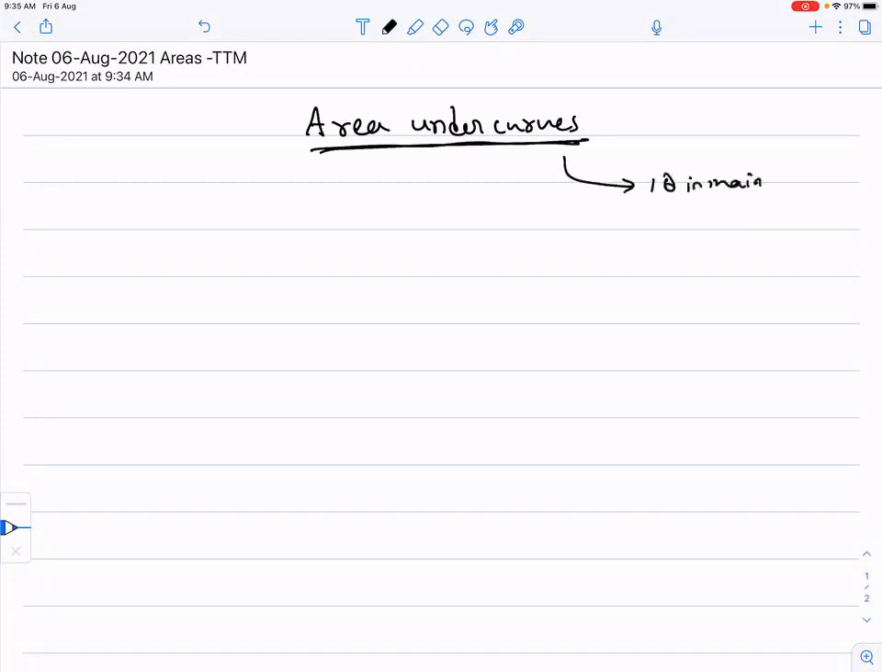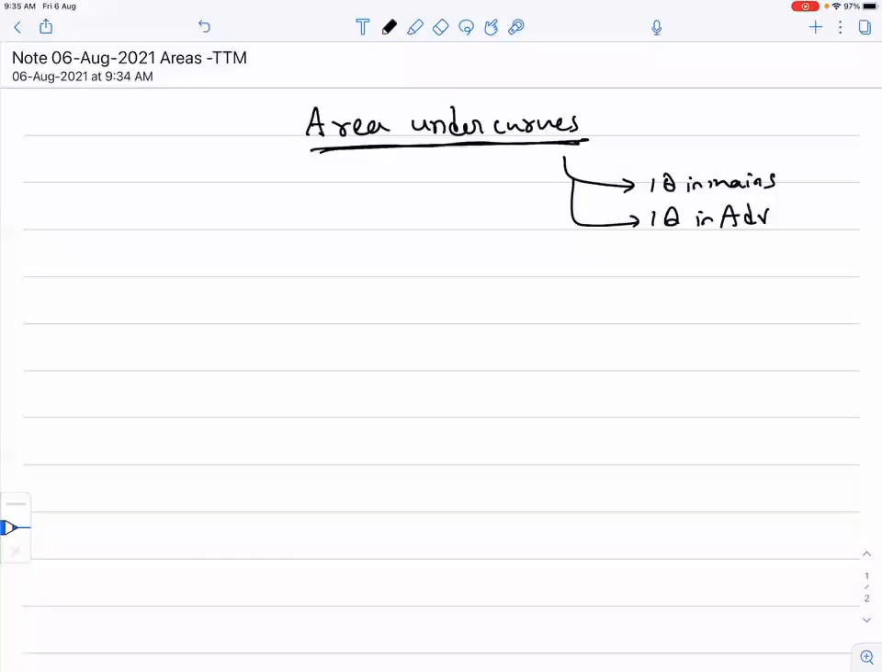Now let's discuss area under the curves. From this chapter, till now, every year there is one question in Mains and one in Advanced, compulsory. Even in other exams, every exam, there is one compulsory question on area under the curves.